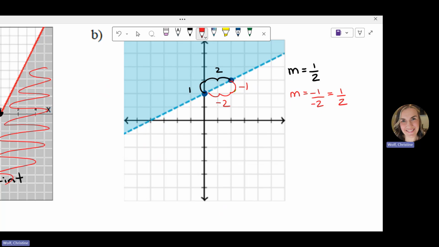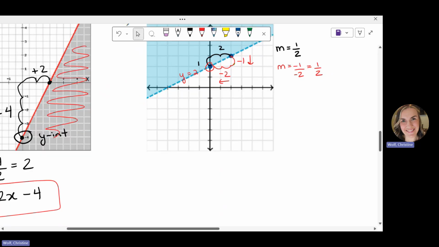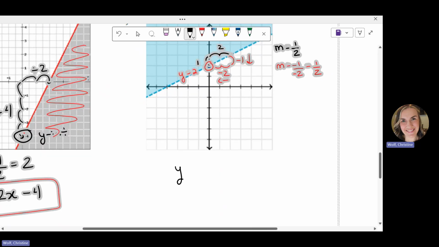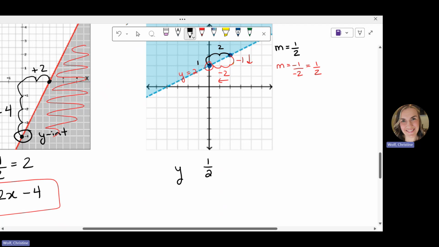So it doesn't matter what direction you go, as long as you watch your symbols, right? You went down and to the left here, so both are negative. As long as you watch your symbols, it'll all work out to be the same thing, okay? And then your y-intercept is this guy right here, which is at a y value of positive 2. Okay, so y, my slope is 1 over 2x.